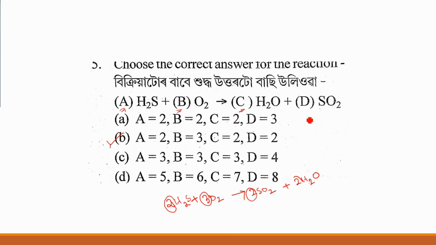Sorry, this D is 2 and C is what? C is also 2. So our correct answer will be: A is equal to 2, B is equal to 3, C is equal to 2, and D is equal to 2. So this will be our correct answer. So we will proceed with the next question, dear students.